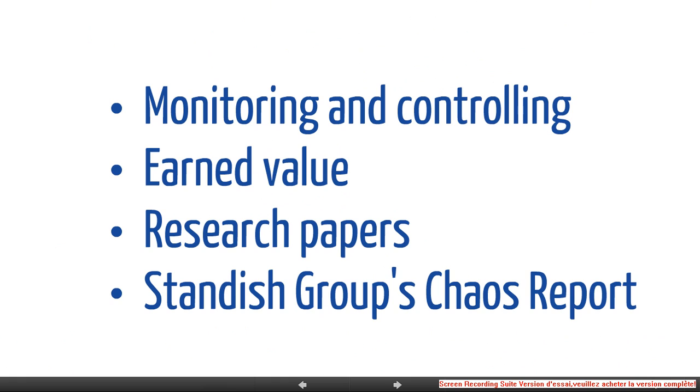A lot of people apply the triple constraint when they monitor and control the project. When you apply the earned value technique, you use the scope, time, and cost in order to evaluate if your project is late or in advance. A lot of researchers apply the triple constraint as well in order to evaluate if a project is a success or a failure. The Standish Group, in its Chaos report, when they evaluate IT projects, uses the triple constraint as well.